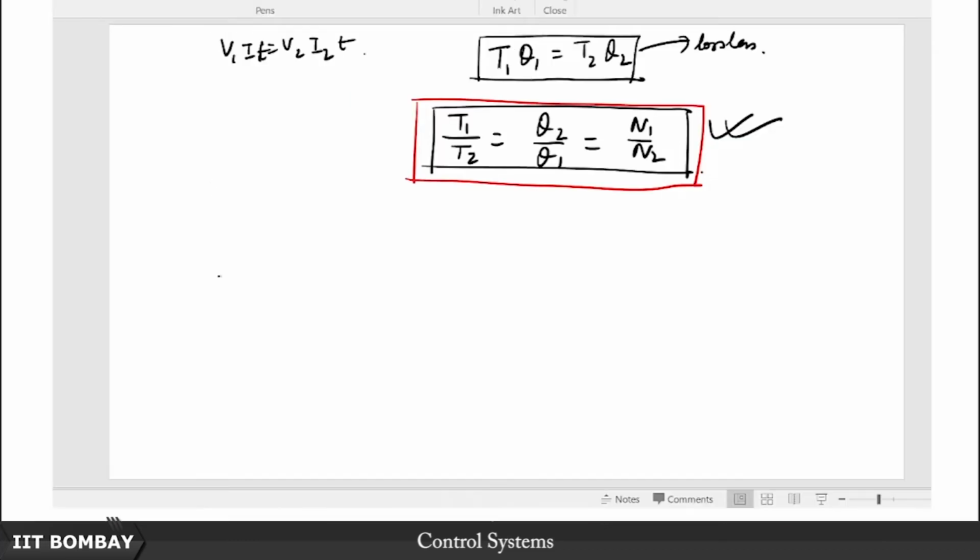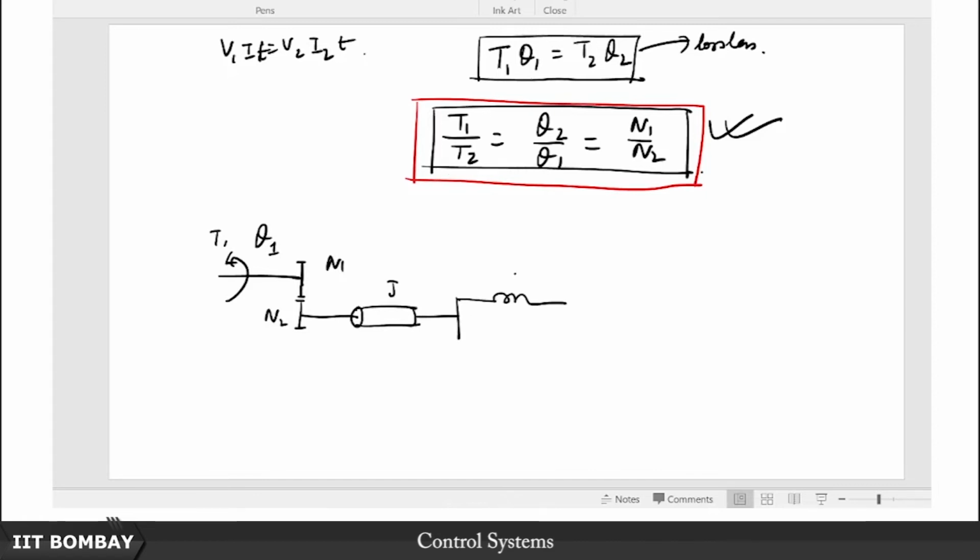Suppose you have a torque being applied here, and this causes a rotation of theta 1 on this side, and then you have this gear here. So you have this gear assembly. Let us say on this side you have n1 turns, on this side you have n2 turns, and then this another shaft here which is connected now to an inertia block of inertia J, and then let us say you have a torsional spring K and a torsional dashpot, say D, and this is the datum.